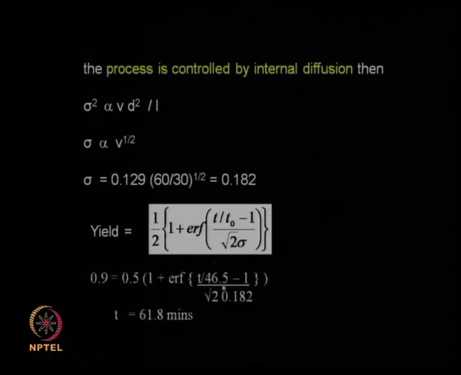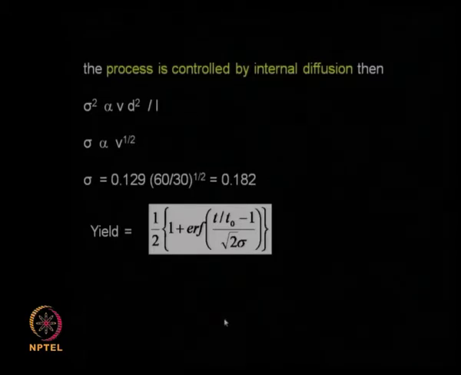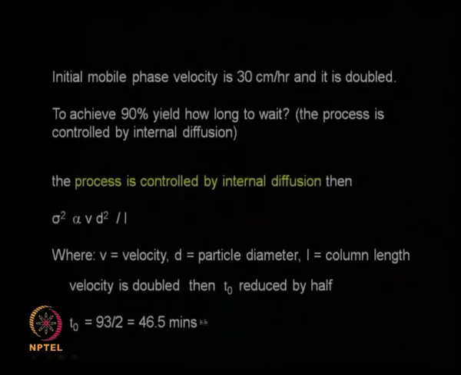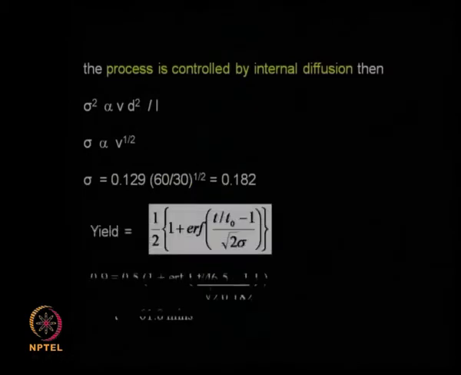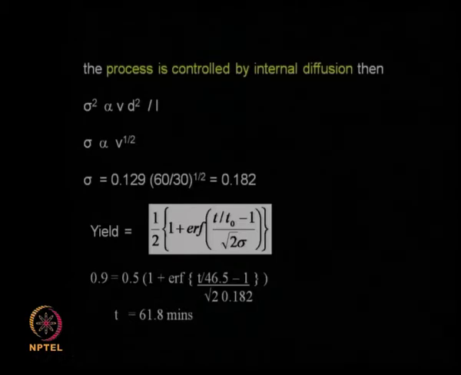Okay. So my new retention time is 46.5, my new sigma is 0.182, my yield is 0.9, so T has become now 61.8 minutes. So if you remember in the previous case, T has become 61.8 minutes with the internal diffusion.